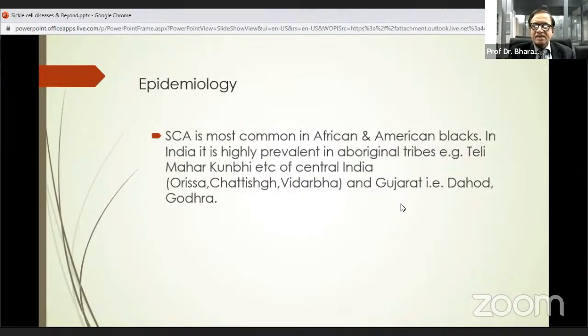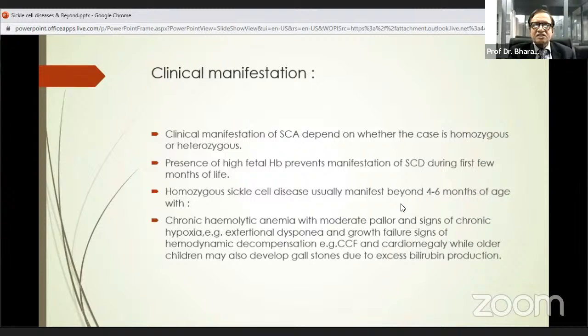Sickle cell anemia is most common in African Americans, and in India, it is highly prevalent in aboriginal tribal areas. There are the Mahar and Kumbhi in central India, Odisha, Chhattisgarh and Vidarbha, and in Gujarat, Dahod and Godhra. Clinical manifestation of sickle cell disease depends on whether the case is homozygous or heterozygous. The presence of high fetal hemoglobin prevents manifestation of sickle cell disease during the early months of life.